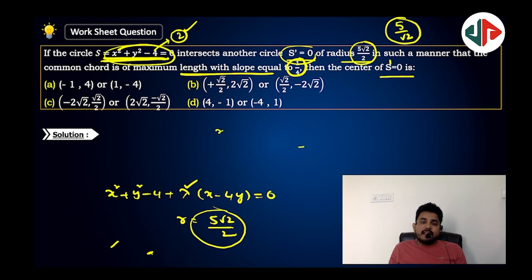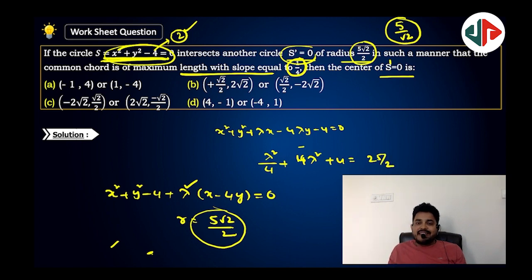So what is this circle? x square plus y square plus lambda x minus 4 lambda y minus 4 is equal to radius, lambda square by 4 plus this one. This is 4 lambda square plus 4 is equal to 25 by 2. So 17 lambda square by 4 is equal to 25 by 2. So 17 lambda square is equal to 34.